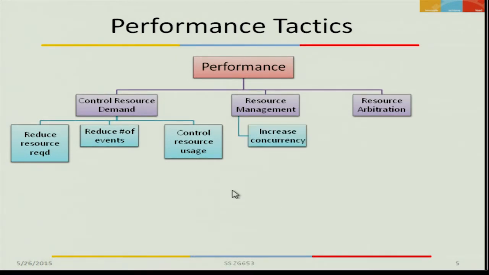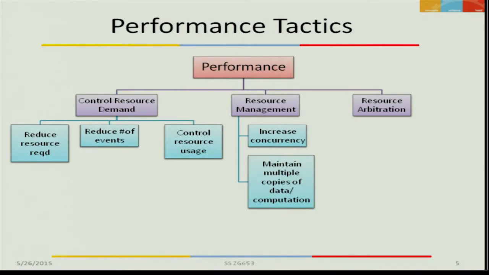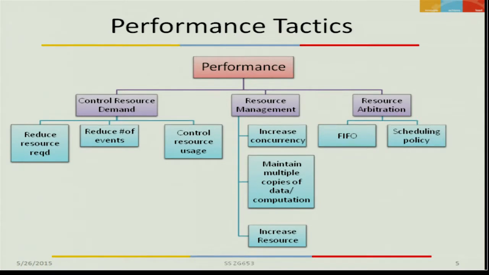Under the resource management category, there could be tactics like one can increase the level of concurrency. One can maintain multiple copies of data or computation so as to improve the performance. Or there could be another tactic by which one can increase the resource. In the resource arbitration technique, there could be different scheduling policies like FIFO, first in, first out, or various other scheduling policies. We will look into these tactics in detail.